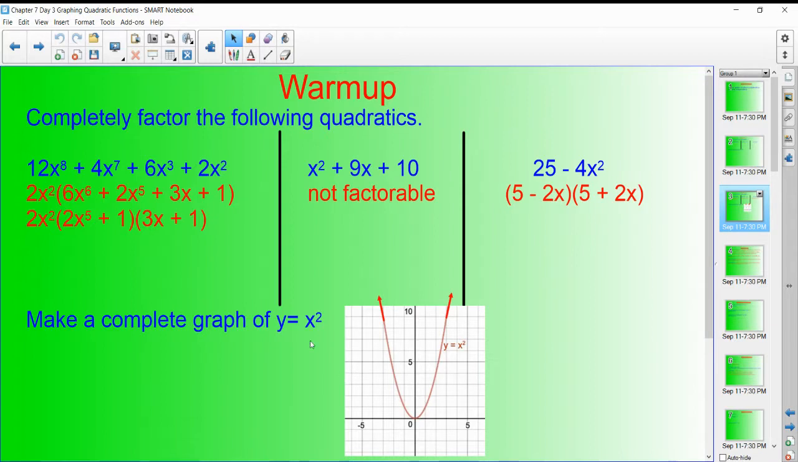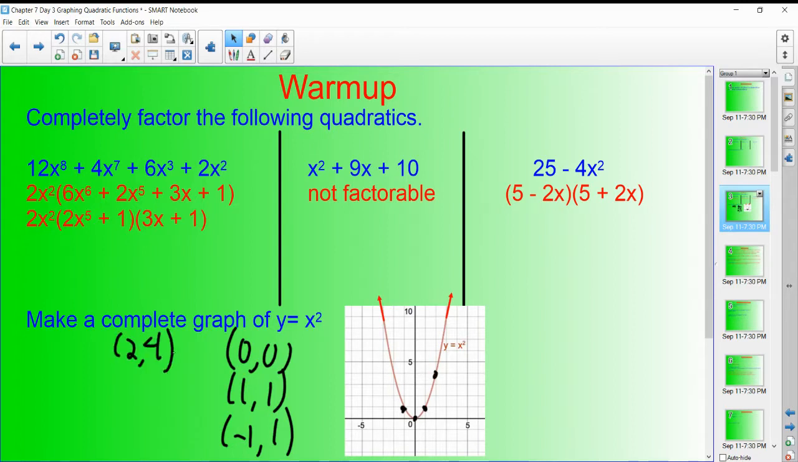Now we should focus on what y equals x squared looks like. So maybe you made a table. Maybe you just knew what it looked like. Your parabola goes through 0, 0. If I put 0 in for x, I get out 0 for y. If I put in 1 for x, I get out 1 for y. 1 squared is 1. Negative 1 squared is also positive 1. So I have 0, 0. I have 1, 1. I have negative 1, 1. And I have 2, 4. And I have negative 2, 4.